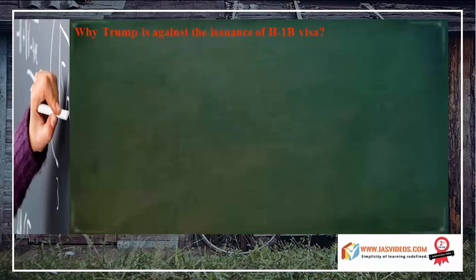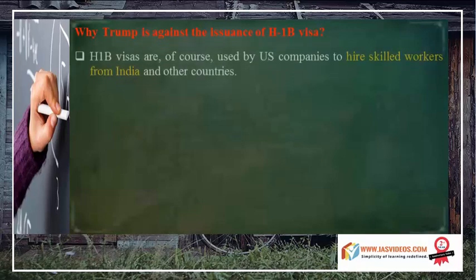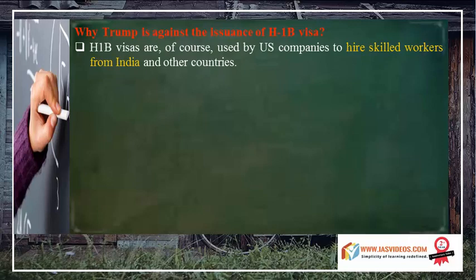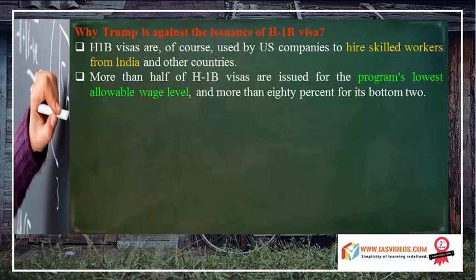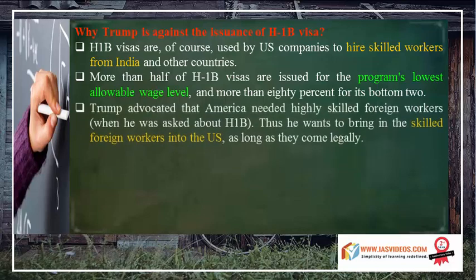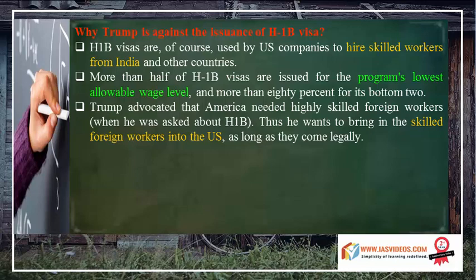Why is Trump against the issuance of H1B visas? H1B visas are, of course, used by US companies to hire skilled workers from India and other countries. More than half of H1B visas are issued for the program's lowest allowable wage level, and more than 80% for its bottom two. Trump advocated that America needed highly skilled foreign workers when he was asked about H1B. Thus he wants to bring in the skilled foreign workers into the US, as long as they come legally.